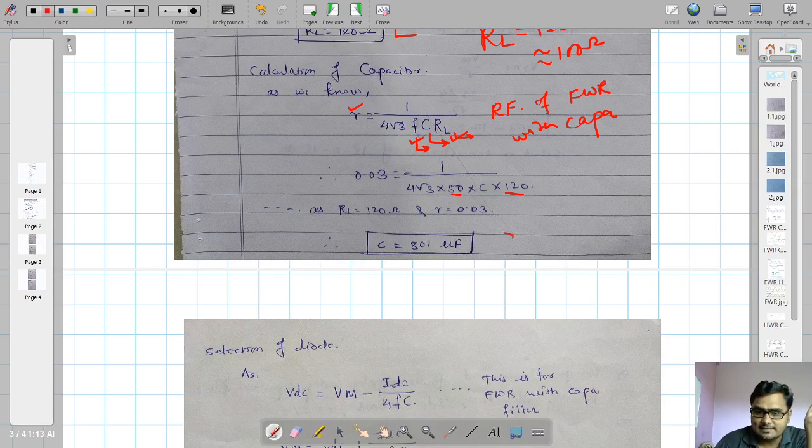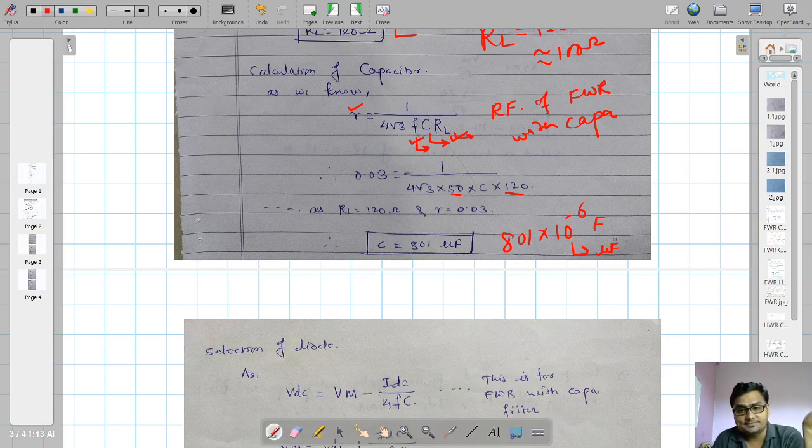Look at this, 801 multiplied by 10 raised to minus 6 farad. So 10 raised to minus 6 farad means it is a microfarad, is it? So that's why 801 microfarad is the value of capacitor that I'm going to select and purchase from the market, and then I'll connect it to the circuit. So the exact value is 801. You go to the market and ask for an 801 microfarad capacitor.